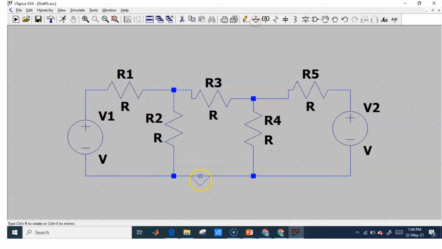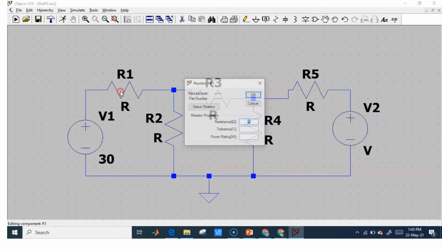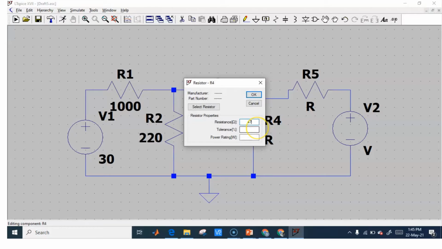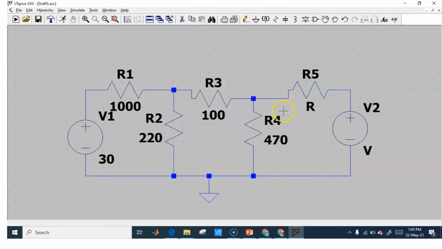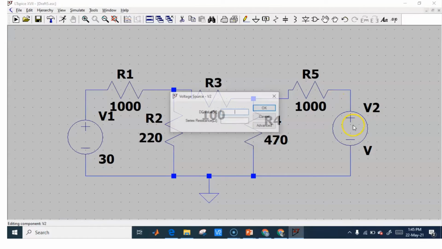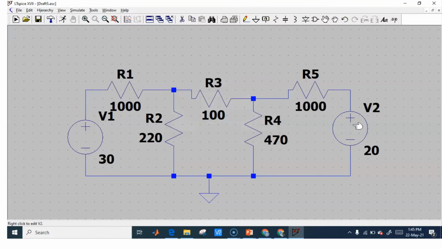Ground point is important, we need to connect that as well. After connecting, we are going to give the values. Here it is 30 volt, 1000 ohm, 220 ohm, 100 ohm, it is 470 ohm, again it is 1000 ohm. Here the voltage is 20 volt.